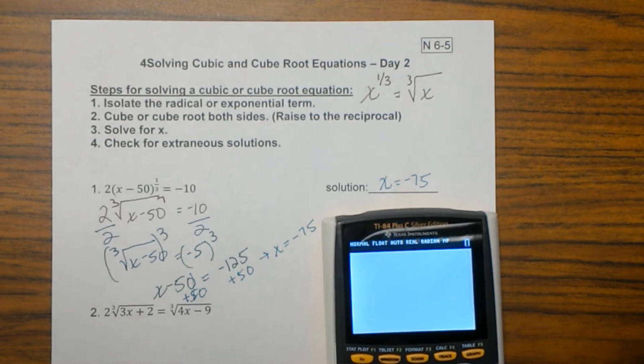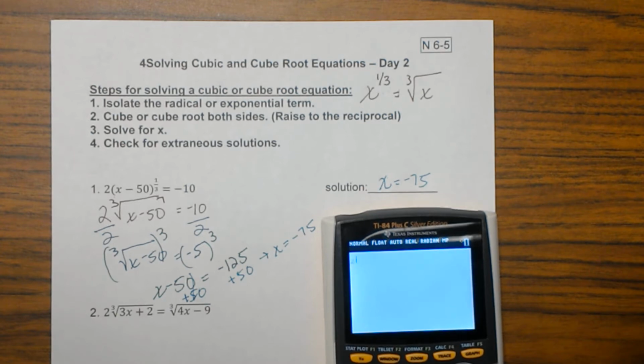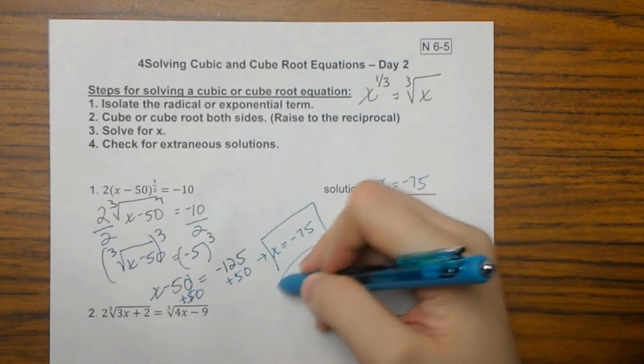And I would plug it in and check it. 2 math 4, -75 minus 50. That gives me -10, so that one works out. Check.